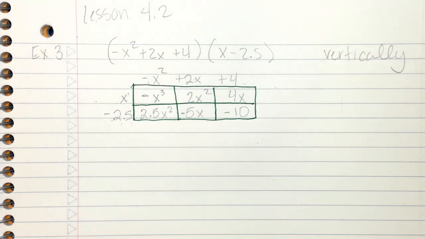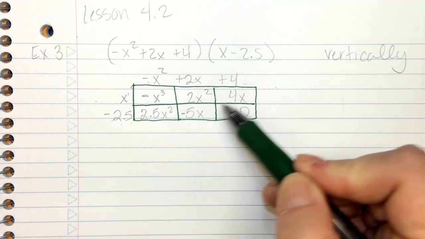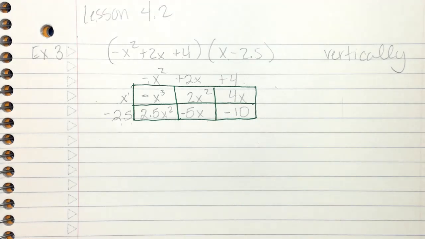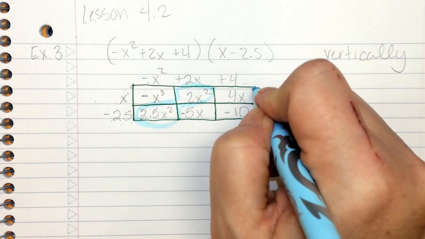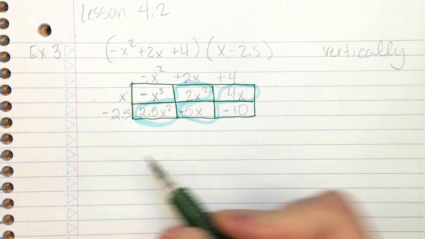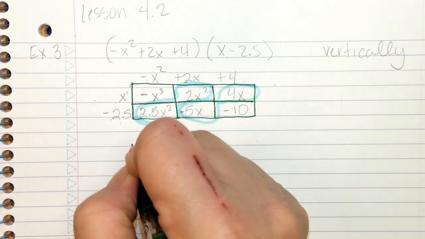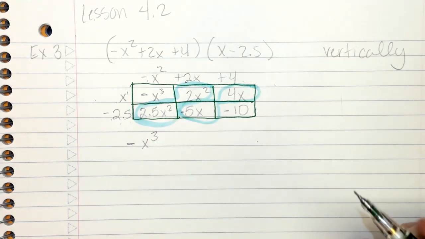So now we're just going to combine our like terms. Most of the time your like terms are diagonally, as is the case in here. So I can combine these 2 terms together, and then I can combine those 2 together. So when I write out my final answer, I'm going to add them together. So I don't have anything to combine with negative x cubed, so it's just going to be negative x cubed.